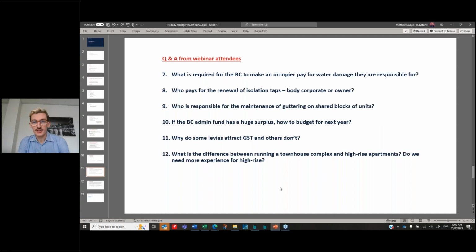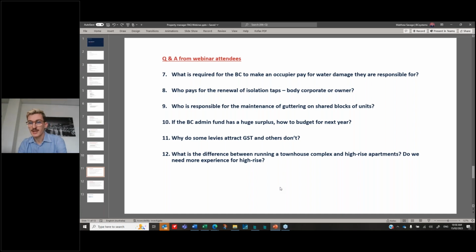Okay, what is required for the body corporate to make an occupier pay for water damage they are responsible for? So assuming this would probably be an apartment scenario, because water damage from one lot to another lot doesn't usually happen in townhouses, but it can if they've got a shared wall. So the body corporate legislation does require owners to keep their lot in good condition. And if one lot owner has water damage, so their shower's leaking or the dishwasher hose has blown off or something and it's caused damage to their own property, that's their own problem and that's their own cost.